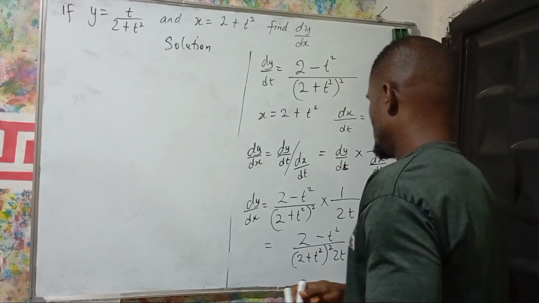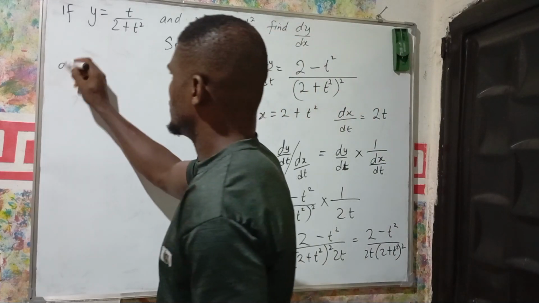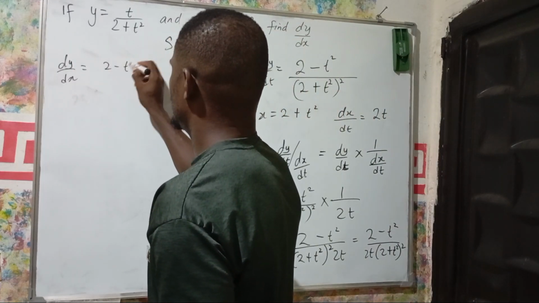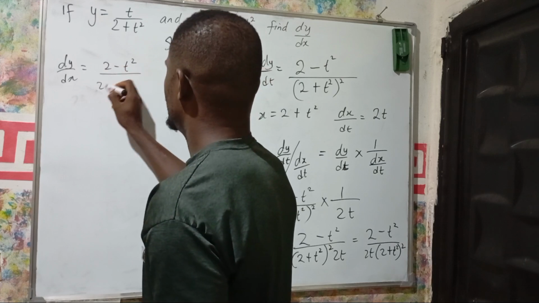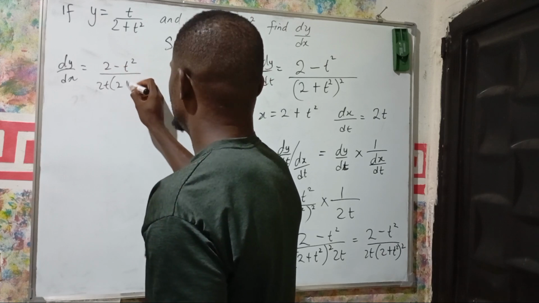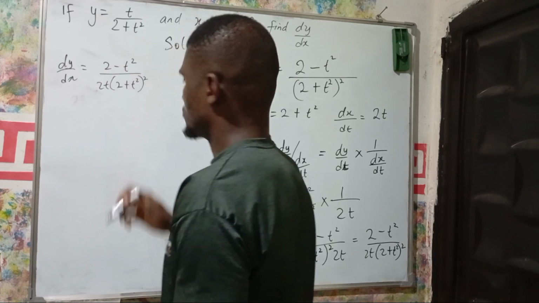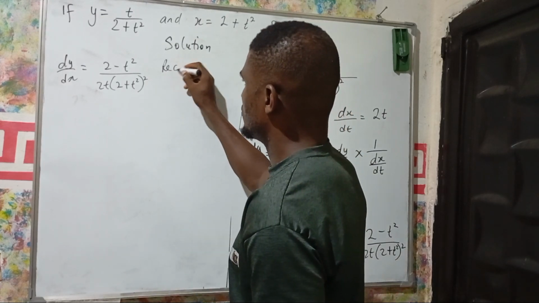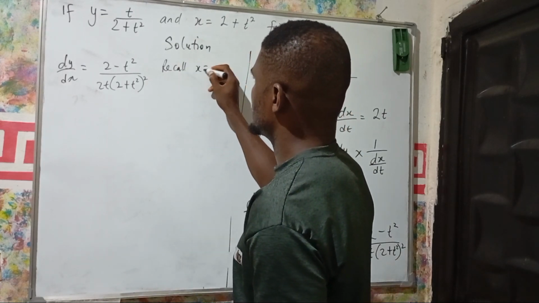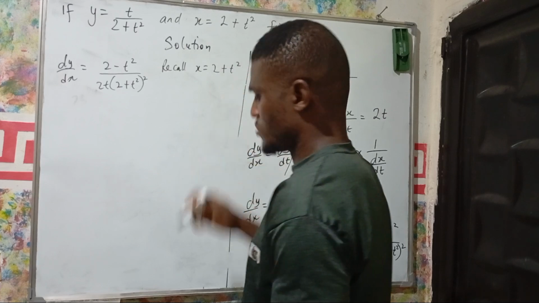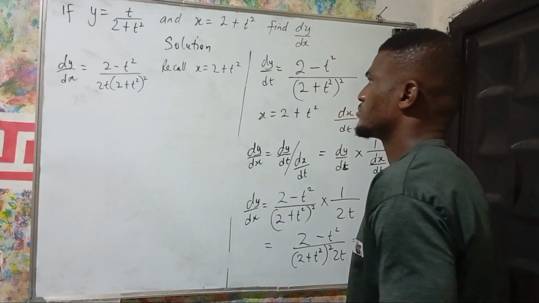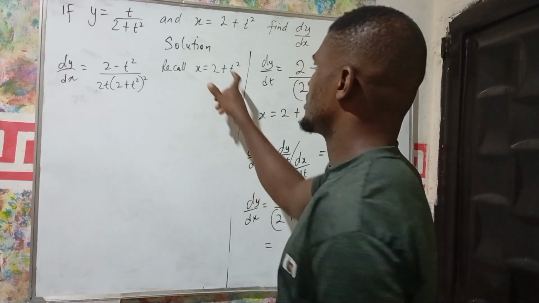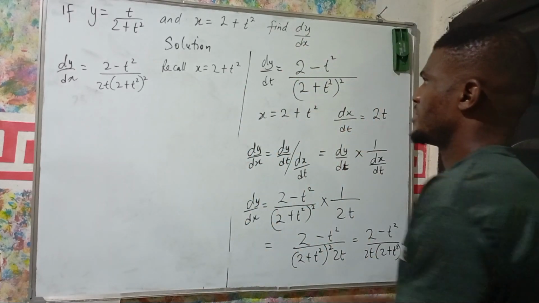So what we'll do is, this is our dy/dx, and it's equal to (2 - t²) / (2t(2 + t²)²). But let's recall that our x is equal to 2 + t². Okay? Alright. So we're going to make use of these. And now let's try to make t the subject of the formula here.